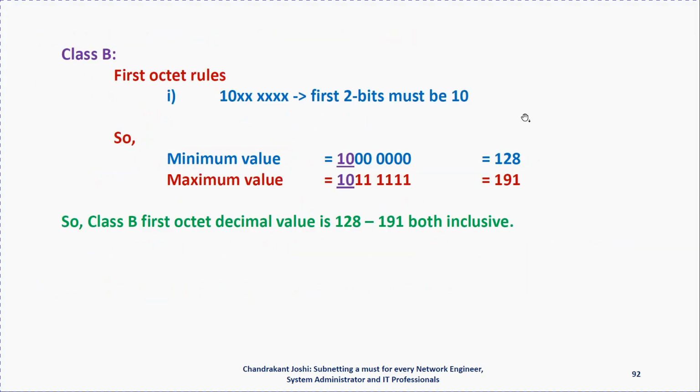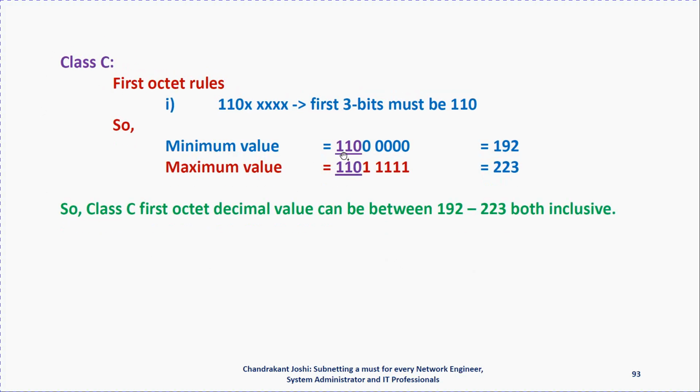Let us see class B. For class B, the first 2 bits must be 10. To get the minimum value, we turn the remaining bits off, and to get the maximum value, we turn the remaining bits on. So this comes to 128 and this comes to 191. So we can say that the class B first octet decimal value is in the range 128 through 191, both inclusive. If we see an IPv4 address which starts with this range, then we can say that this particular IPv4 address belongs to class B.